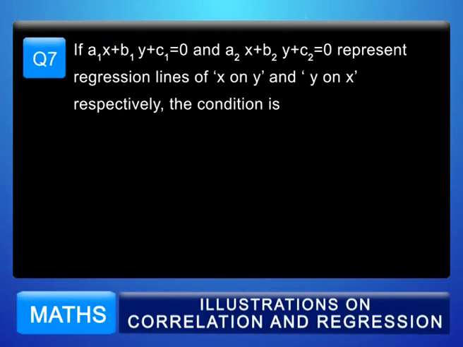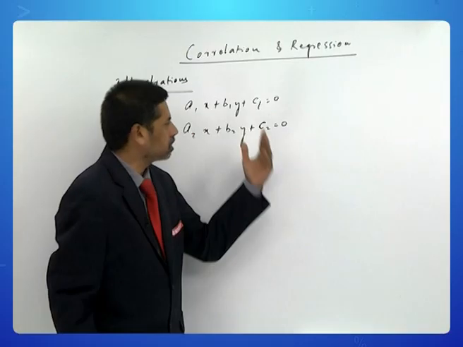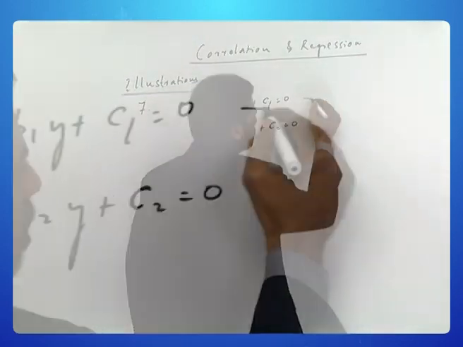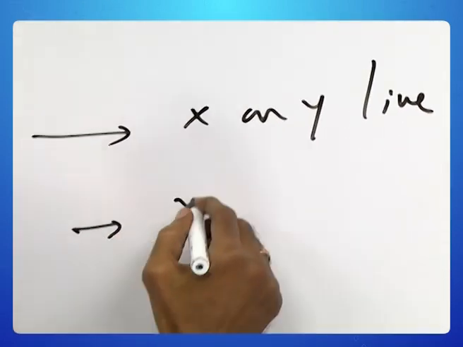Question number 7. If a1x plus b1y plus c1 is equal to 0 and a2x plus b2y plus c2 is equal to 0, represent regression lines of x on y and y on x respectively, the condition is, we have 4 options. Option A, a1 b1 less than or equal to a2 b2. Option B, a1 b2 less than or equal to a2 b1. Option C, a2 b1 less than or equal to a1 b2. And option D, a1 b1 greater than or equal to a2 b2. Now let's look at these things. This is given as x on y line, and this is y on x line.